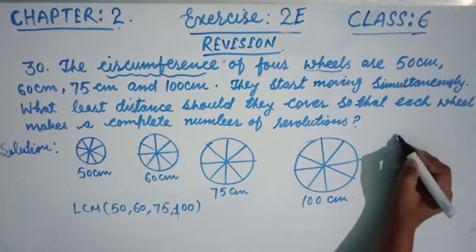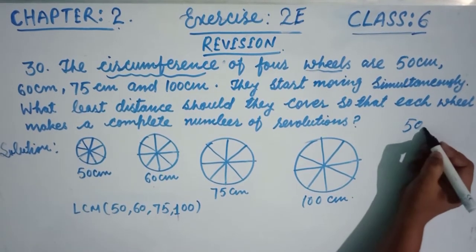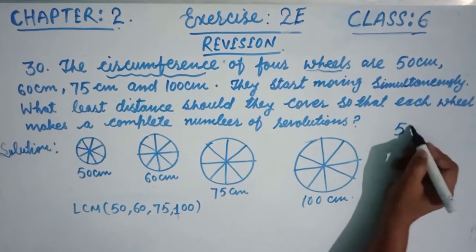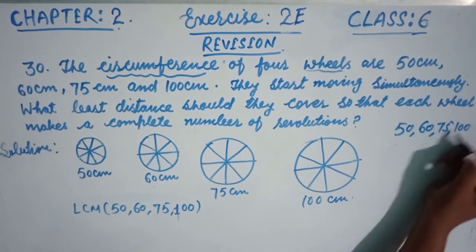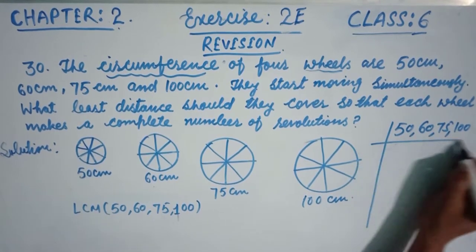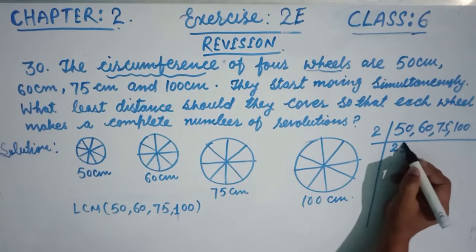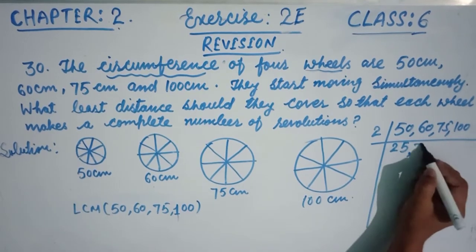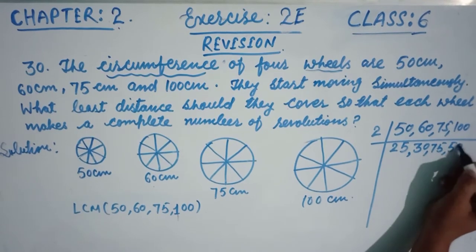Now LCM of 50, that is here 50, here is the 50, 60, 75 and 100. Now see, friends, 2, this is 30, 75 as it is, this is 50.